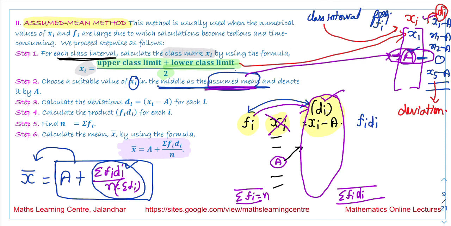The details about why the mean will be reduced by a are explained in our previous video related to statistics.